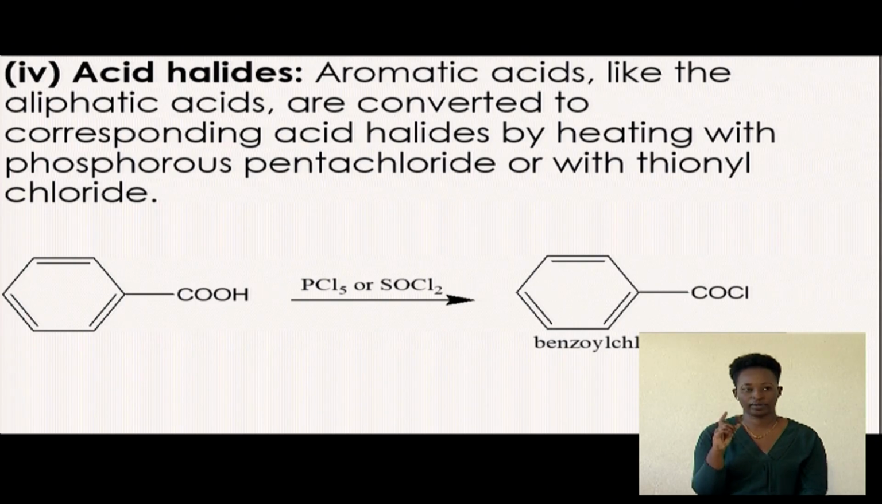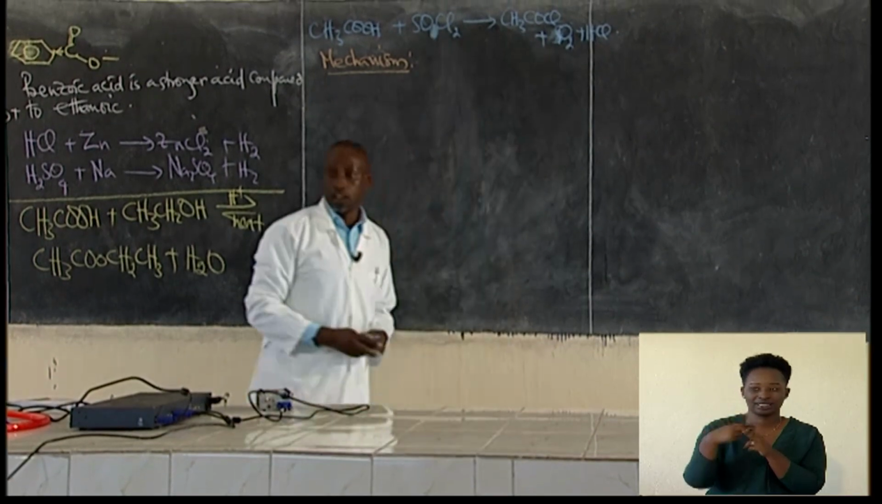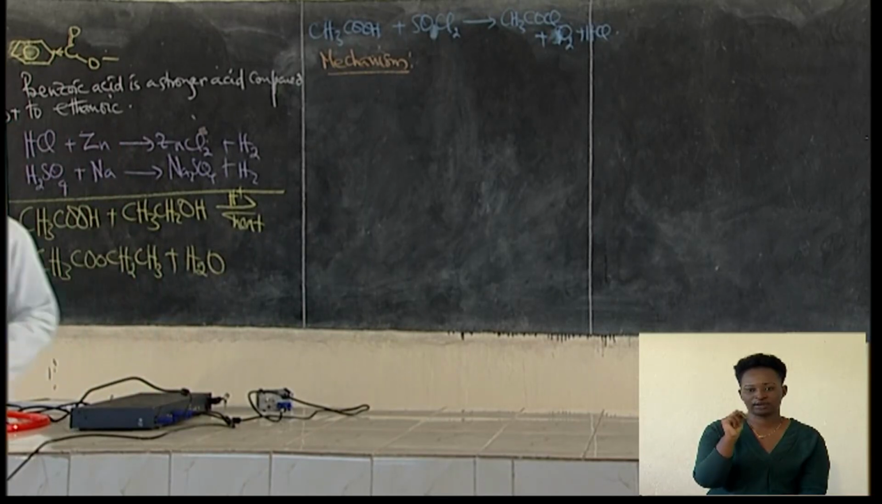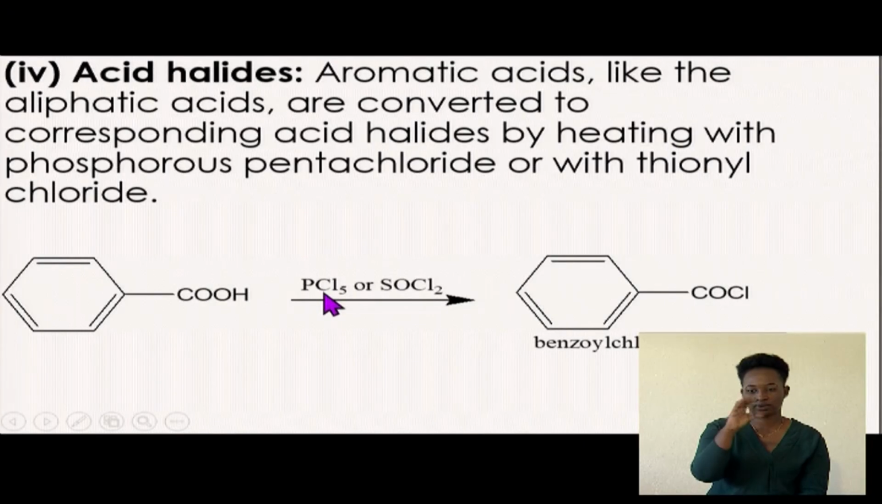So the mechanism for this reaction, for example, let me discuss the mechanism. How does this reaction take place? I had discussed this mechanism with the alcohols. We had seen this alcohol. So this is ethanoyl chloride. You see, when it reacts with phosphorus pentachloride, or sulfur dichloride oxide, or thionyl chloride, then it gives those acid halides.